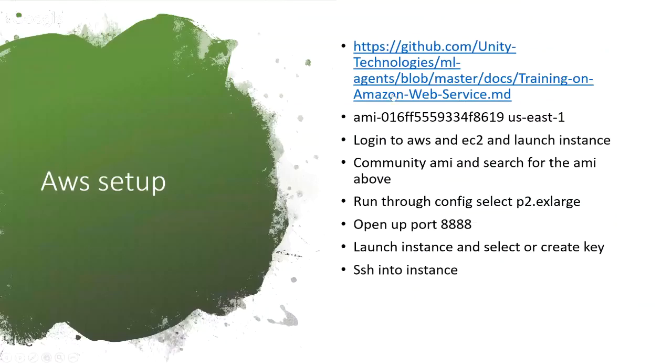So as you saw, I basically went to that site, I got that image, I launched an instance, I used that community AMI. I ran through the config, selected extra large, I opened up all ports, but you'd open up just the specific port. I launched the instance, created the key, and SSH'd into it.